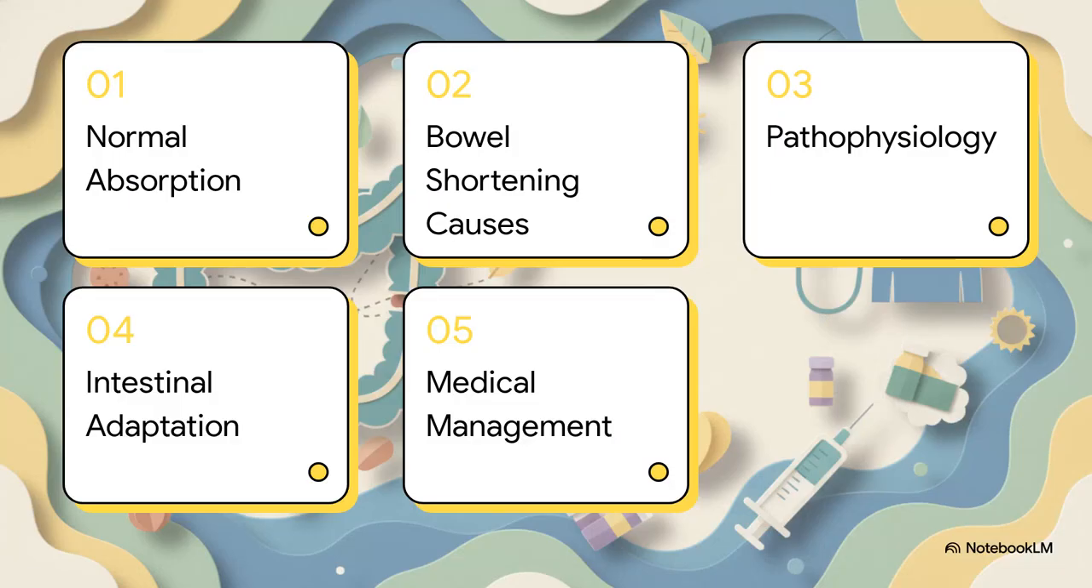Here's how we're going to map out this disruption arc today. 1. Anatomy of normal absorption. 2. Causes of bowel shortening. 3. Pathophysiology and clinical impact. 4. The intestinal adaptation process. And 5. Modern medical management.